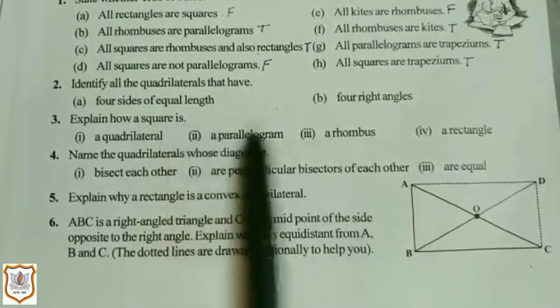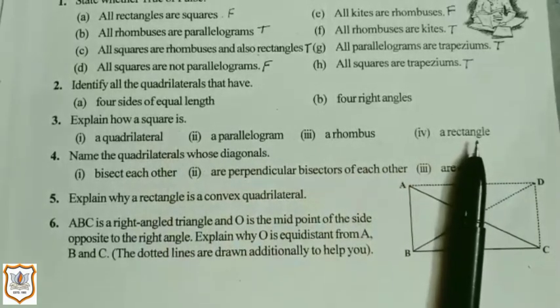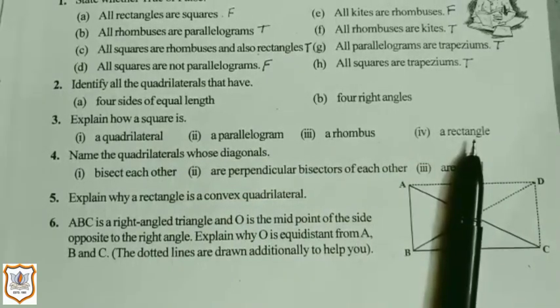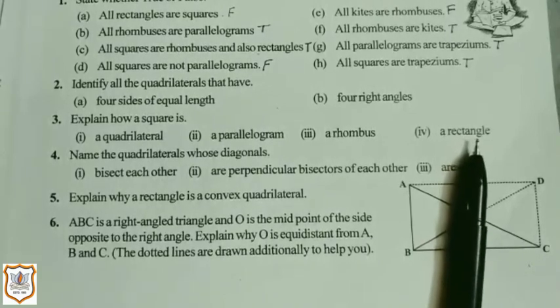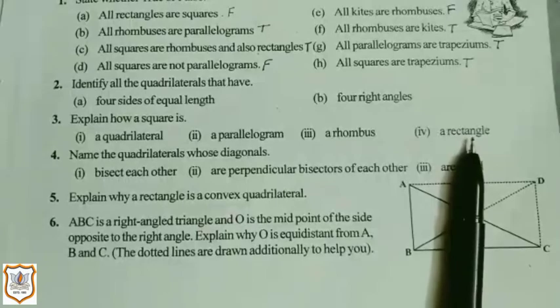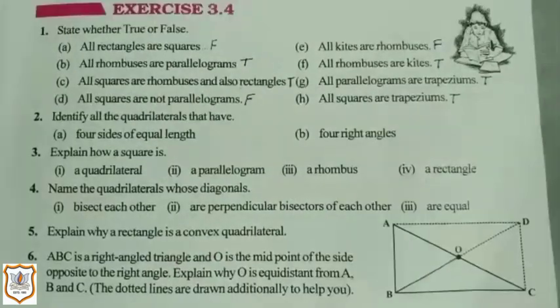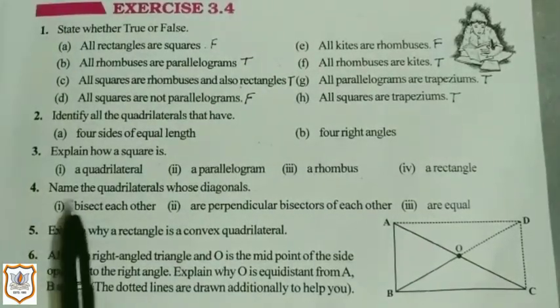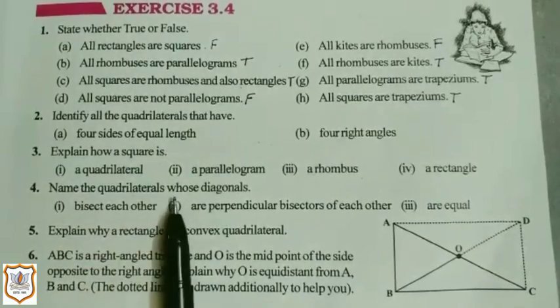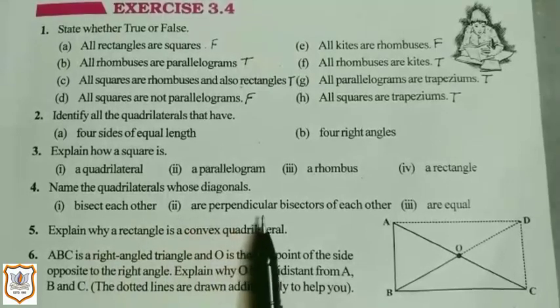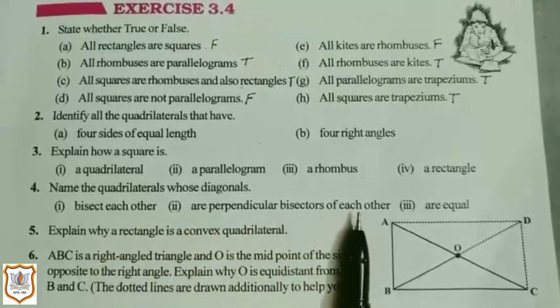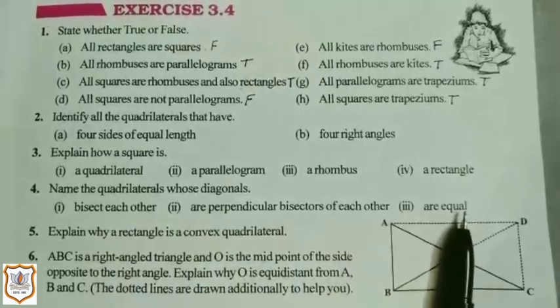Next, a square is a rectangle. A square is a parallelogram with each angle a right angle, so it is a rectangle, and opposite sides are equal, so it is a rectangle. Next, fourth, name the quadrilateral whose diagonals first bisect each other, second are perpendicular bisectors of each other, third are equal.